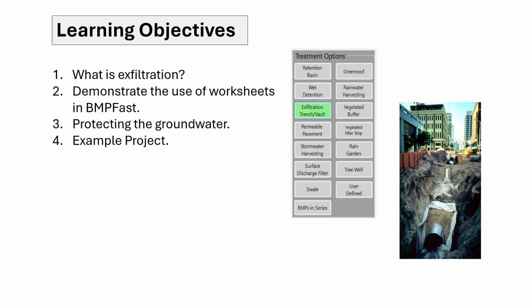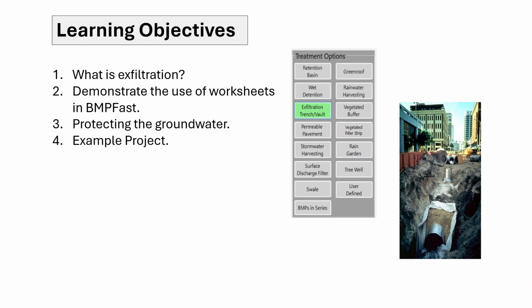Exfiltration is a particularly popular BMP in areas where surface space is limited, since the storage occurs below ground, either in the form of a vault or a trench with perforated pipe. This makes it a versatile option in urban and developed settings where land is at a premium.